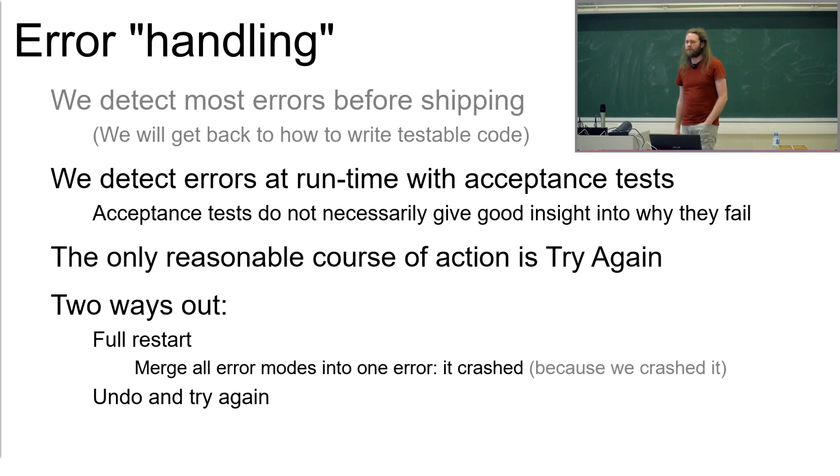And the other way out is, okay, let's try to roll back a bit more gently, undo a couple of things, and then try only those things again. Not try everything all over again, but just try again the couple of things that seem to not work out.